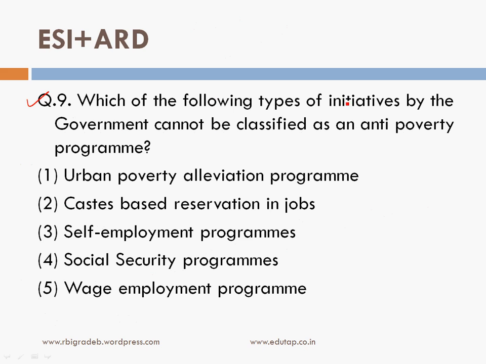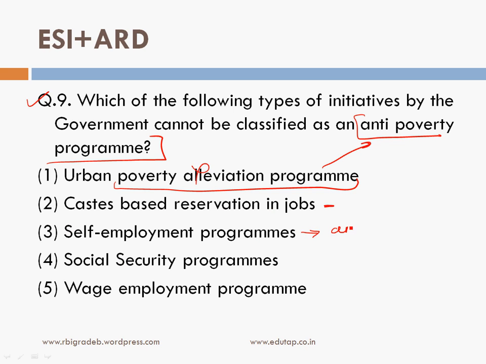Question number 9. Which of the following types of initiatives by the government cannot be classified as an anti-poverty program? So you have to select an option from the given 5 options that cannot be classified as an anti-poverty program. Let's see. Urban Poverty Alleviation Program. Again, this is a poverty alleviation program, so obviously it is an anti-poverty program, so this cannot be the right answer. Caste-based reservation in jobs. Let's leave this option. Self-employment programs. So self-employment programs are also again anti-poverty only.